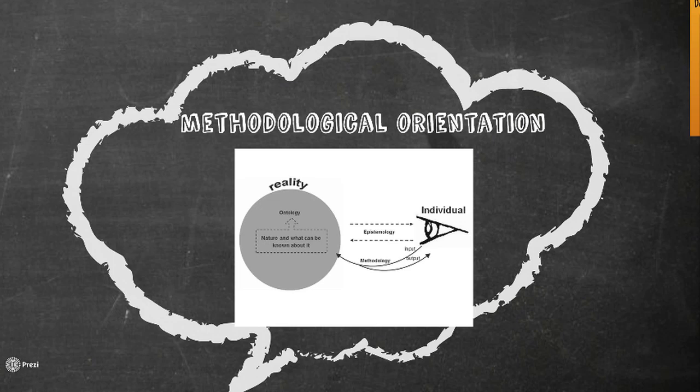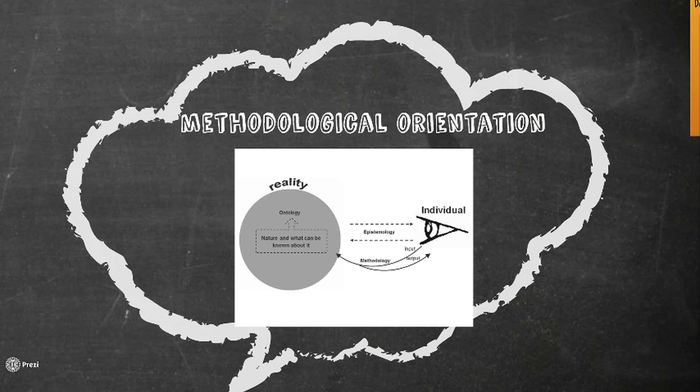Epistemology focuses on how we come to know the things that we believe can be known from this reality. And lastly, methodology considers how we may go about practically studying or effecting whatever we believe can be known or altered of this reality. Now, in your prescribed book, you're going to see that various methodological, epistemological, and ontological stances are outlined, and you can have a look at each one of those.